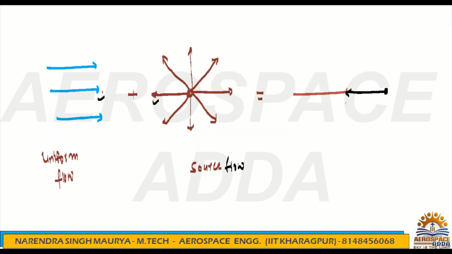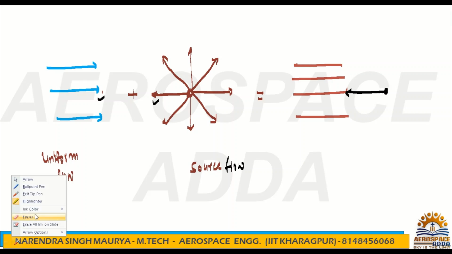Later on I will give the naming of this point also. Because the uniform flow is continuously coming like this, this is the uniform flow. At the same time this source flow is also coming. Source flow means the flow is coming out from the point, so obviously it will come.